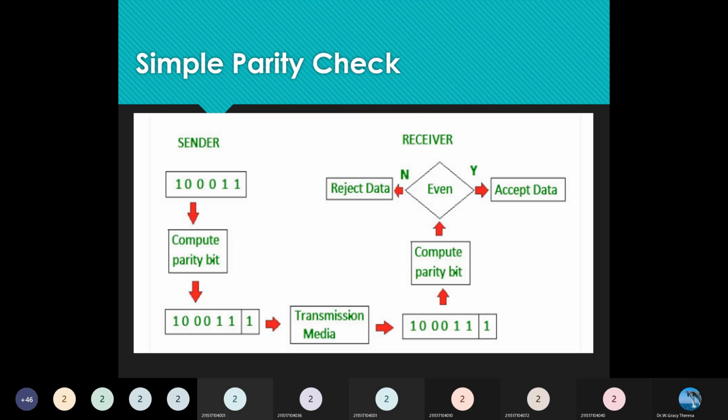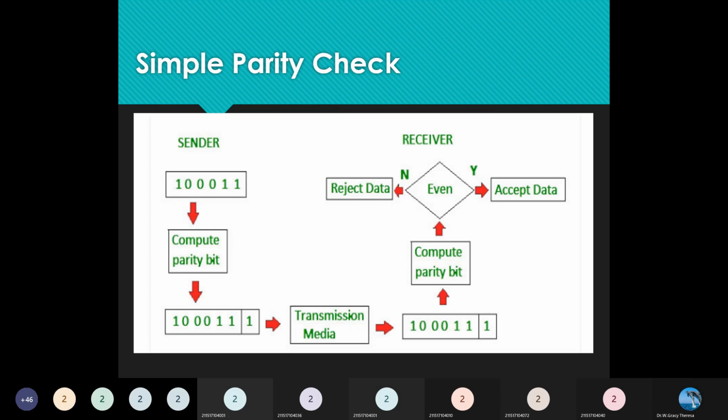Here we have a condition for the way the parity bit is added. If the data that is to be transmitted has an even number of ones, then we have to add 0 as the parity bit, that is, the extra bit to be added. If there is an odd number of ones, then we have to add 1 as the parity bit.